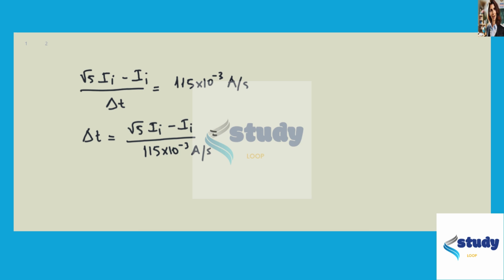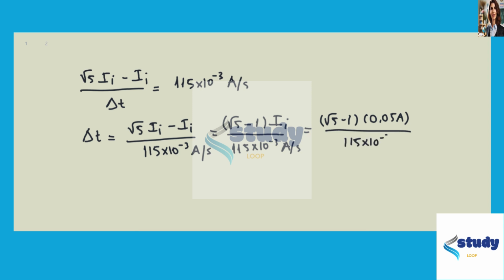Now let's try to organize this: square root of 5 minus 1, times the initial current, divided by 115 times 10 to the power of -3, is going to be equal to the time interval that we're looking for. And we know the initial current is 0.05 amps. So square root of 5 minus 1 times 0.05 amps divided by 115 times 10 to the power of -3 amps per second. Then we're going to find our interval to be 0.537 seconds.